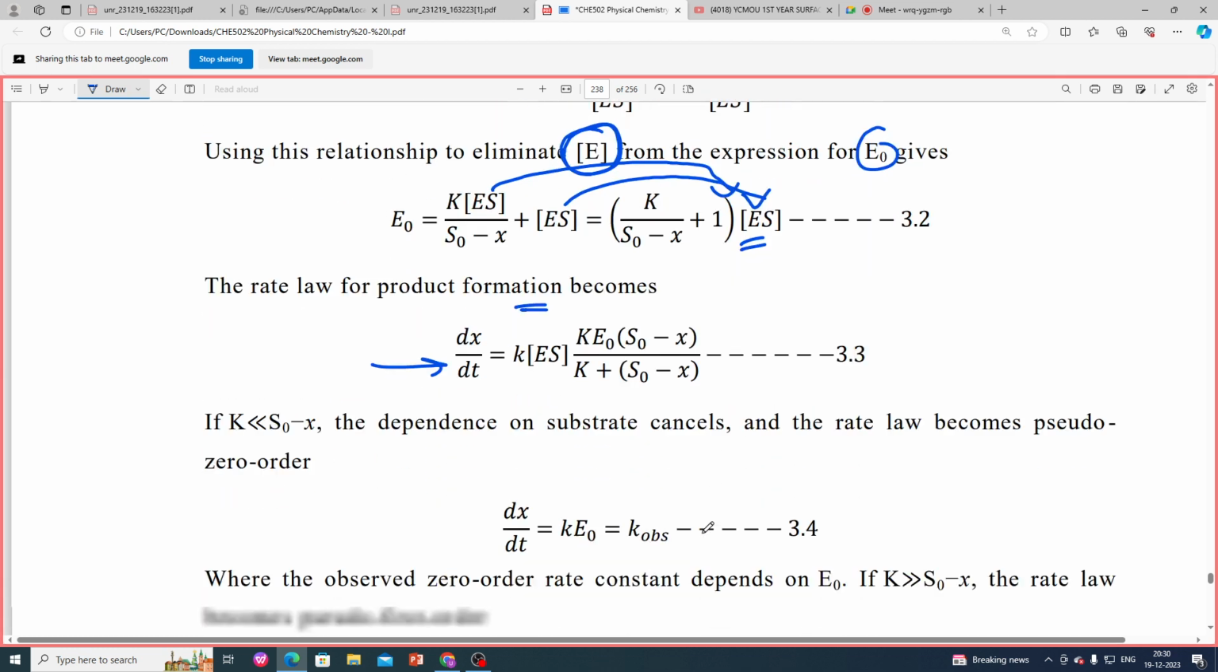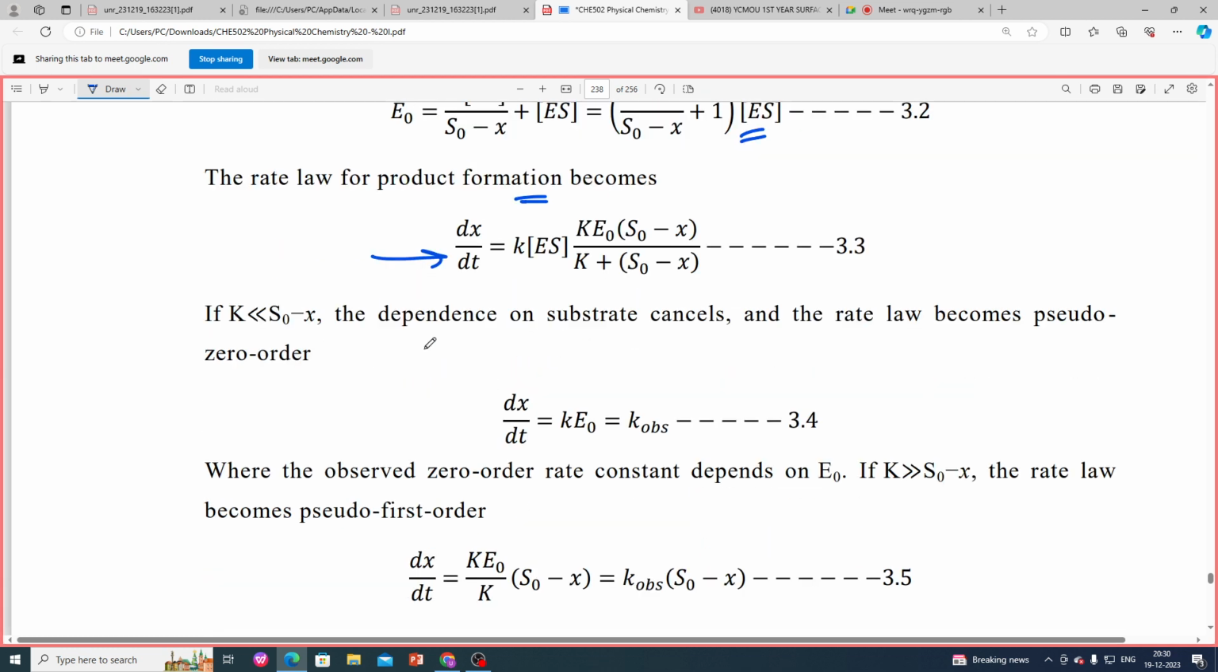Okay, so here we can write if K is very less than H0, yes, K का वैल्यू H0 minus X कुछ ज़्यादा कम है, and the dependence on the substrate cancels, and the rate law becomes pseudo zero order. Okay, what is meant by zero order reaction? These are the reactions which do not depend on any reactant. उनसे भी reactant के ऊपर वो depend नहीं रहते. It's called a zero order reaction.